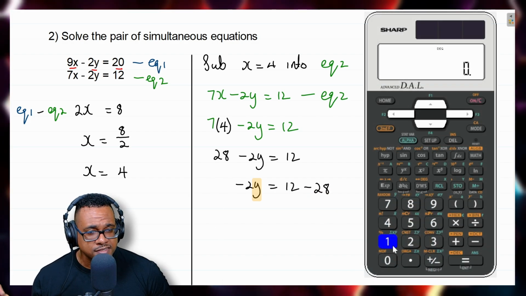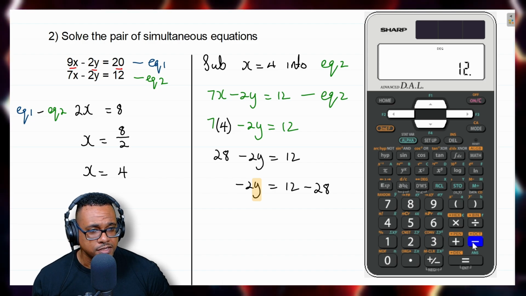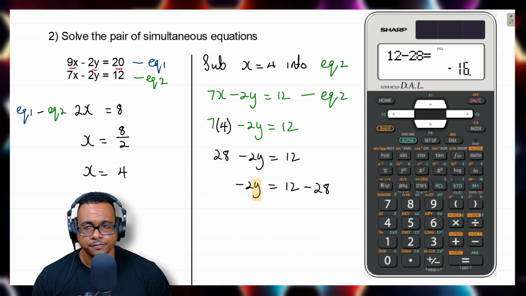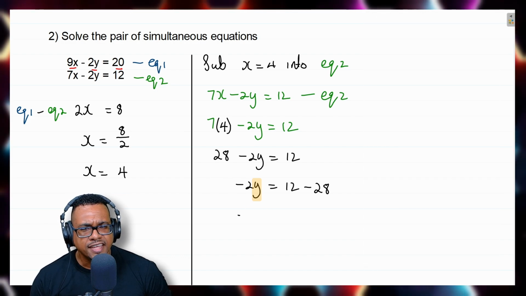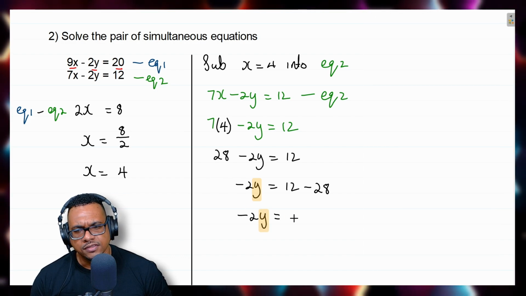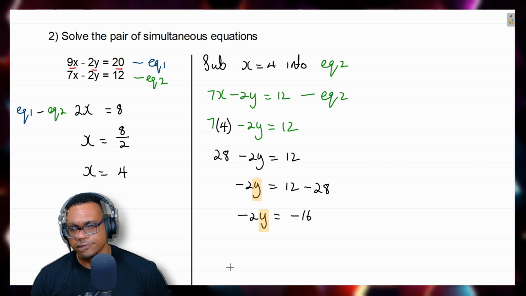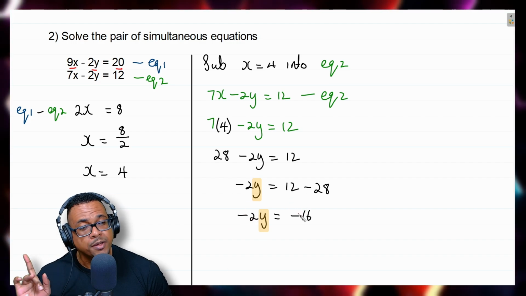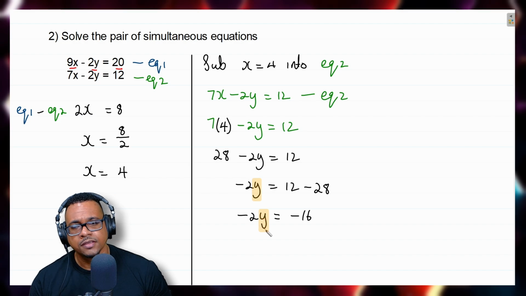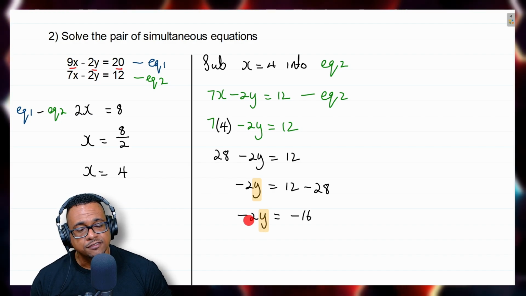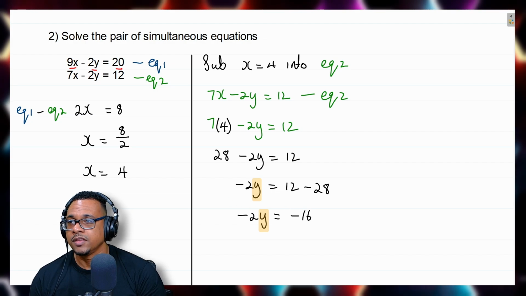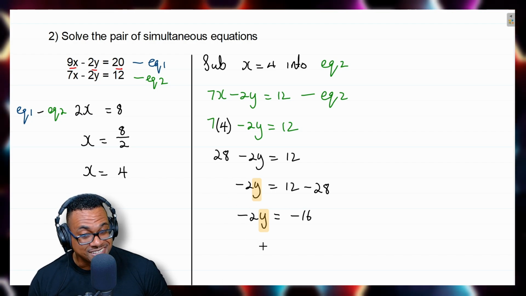If you're not sure how to do that, just put it on the calculator. 12 take away 28, and you see you got negative 16. So we're going to have negative 2y is equal to negative 16. And now when we transfer this negative 2 across the equal sign, because remember we want this y by itself, the operation between the negative 2 and the y is multiplication. So you transfer that across, it will change to division. And remember, it's always going underneath.